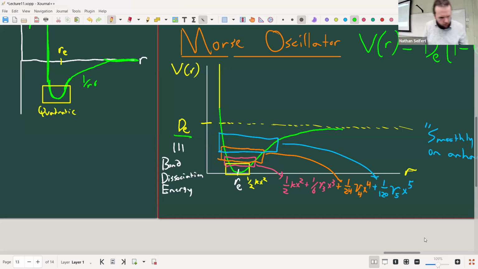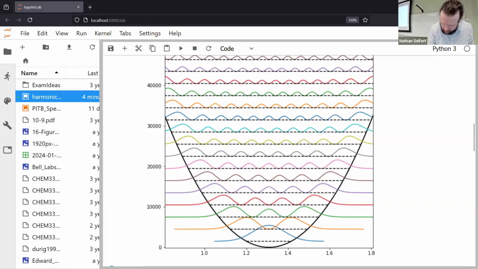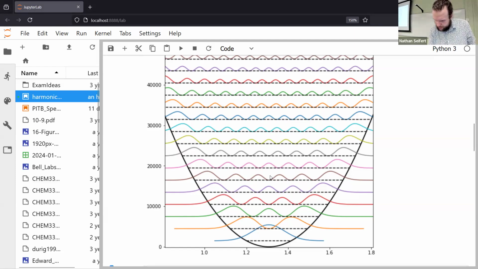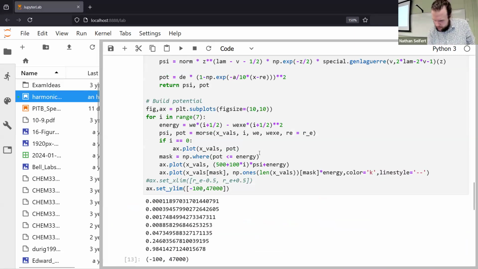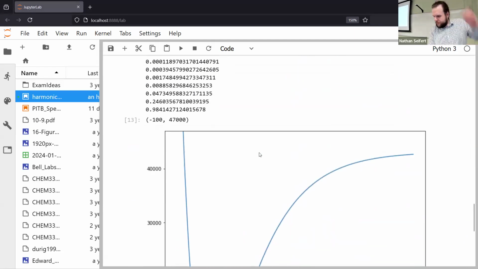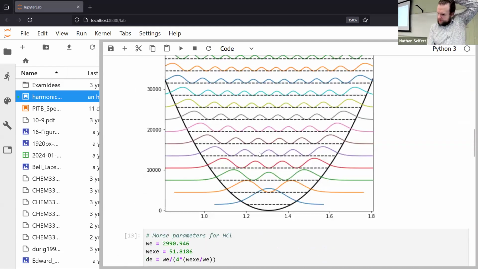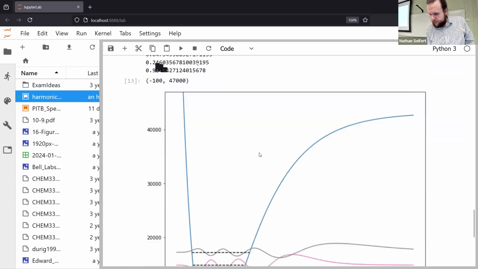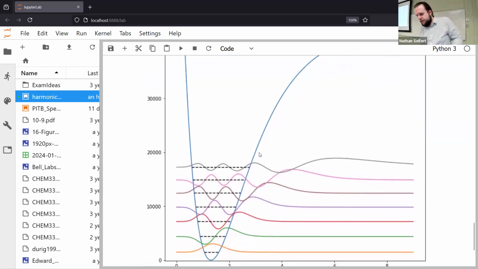All right, so let me just show you real quick, last minute, what the Morse oscillator looks like as a comparison. I just have a little bit of code here, and then we can be done. So here's a Morse oscillator for HCl. This is, again, what the wave functions look like for the harmonic oscillator. This is what it looks like for the Morse oscillator.